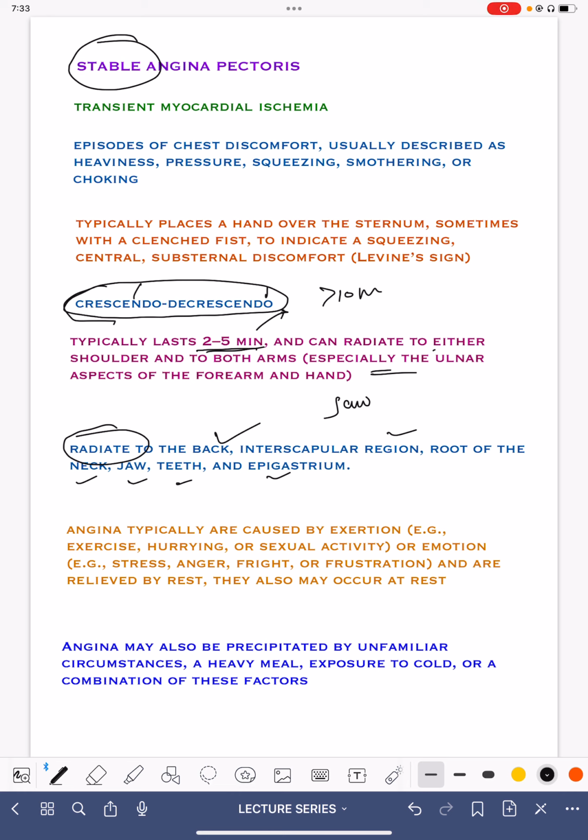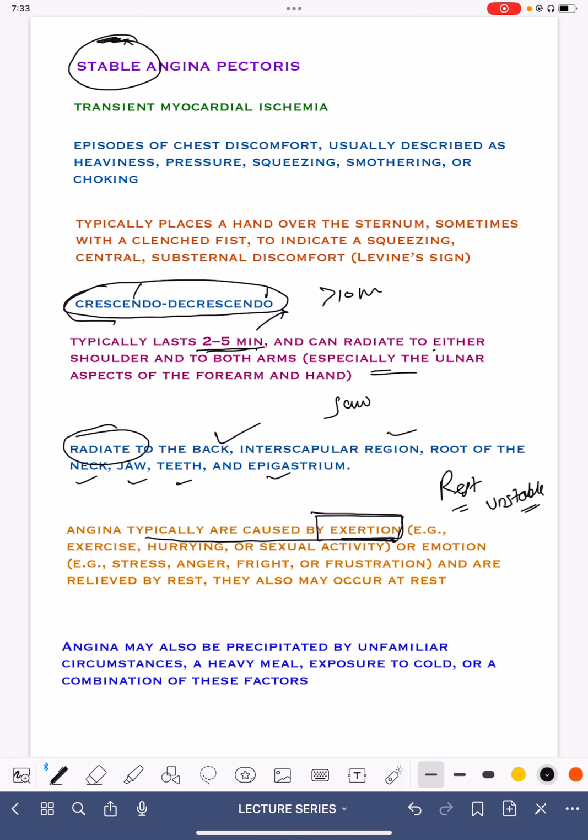Now, when we refer to this as stable, it means that this angina typically occurs at exertion. Because if it is not occurring at exertion, if it is occurring at rest, then this won't be called stable angina, then it will be called unstable angina.